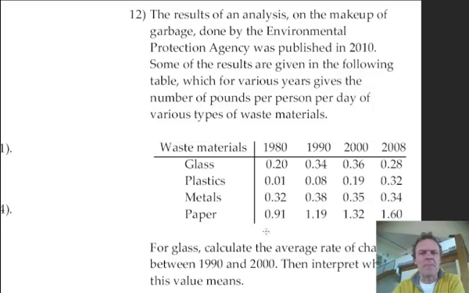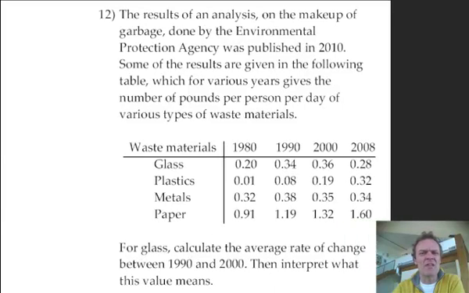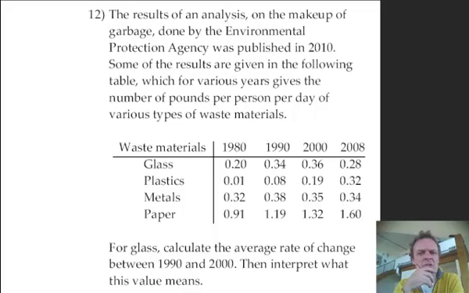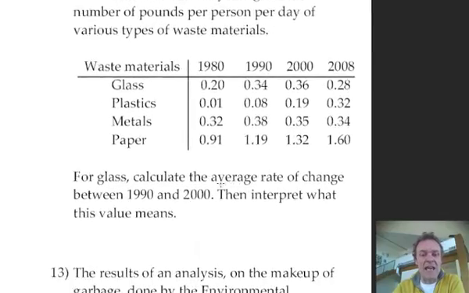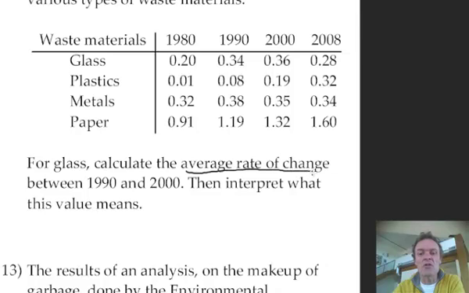Okay, now then, the EPA. Both these questions are about pounds per person per day of various waste materials, so what we kind of throw away. Again, the average rate of change: how much does it change in how many years? You'll find out what the change is per year, just like the previous one was per hour. Remember that 4 degrees per hour? It could be per year, per month, per week. But this is saying between 1990 and 2000, so that's going to be 10 years. It changes over 10 years.